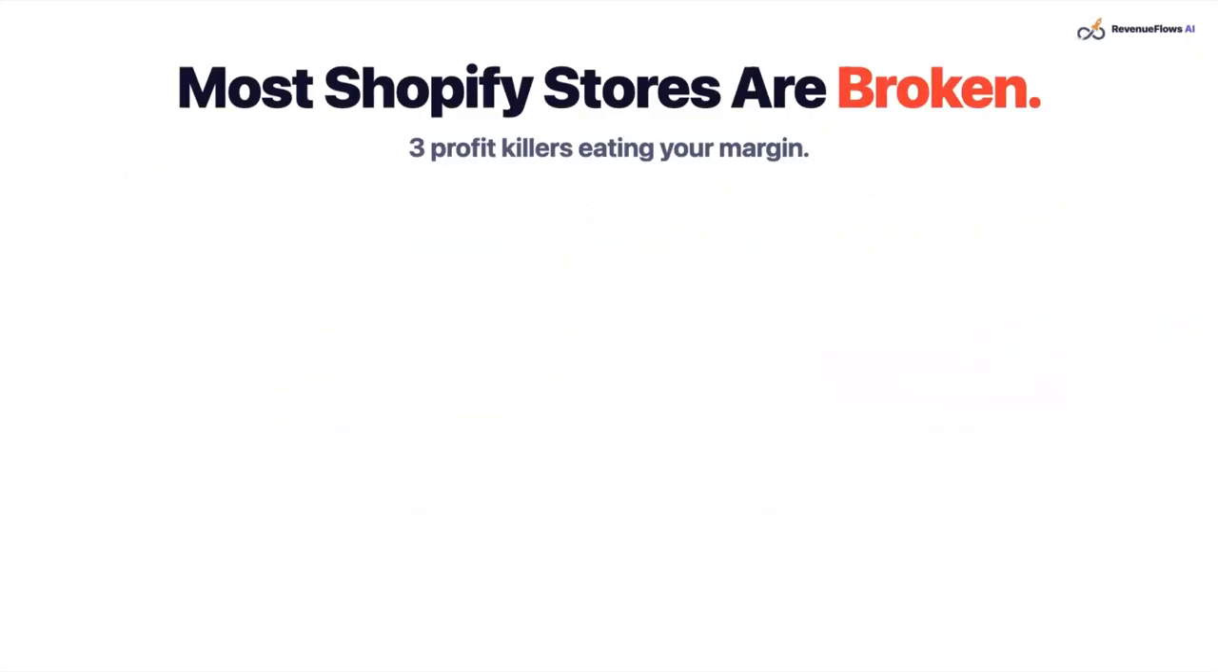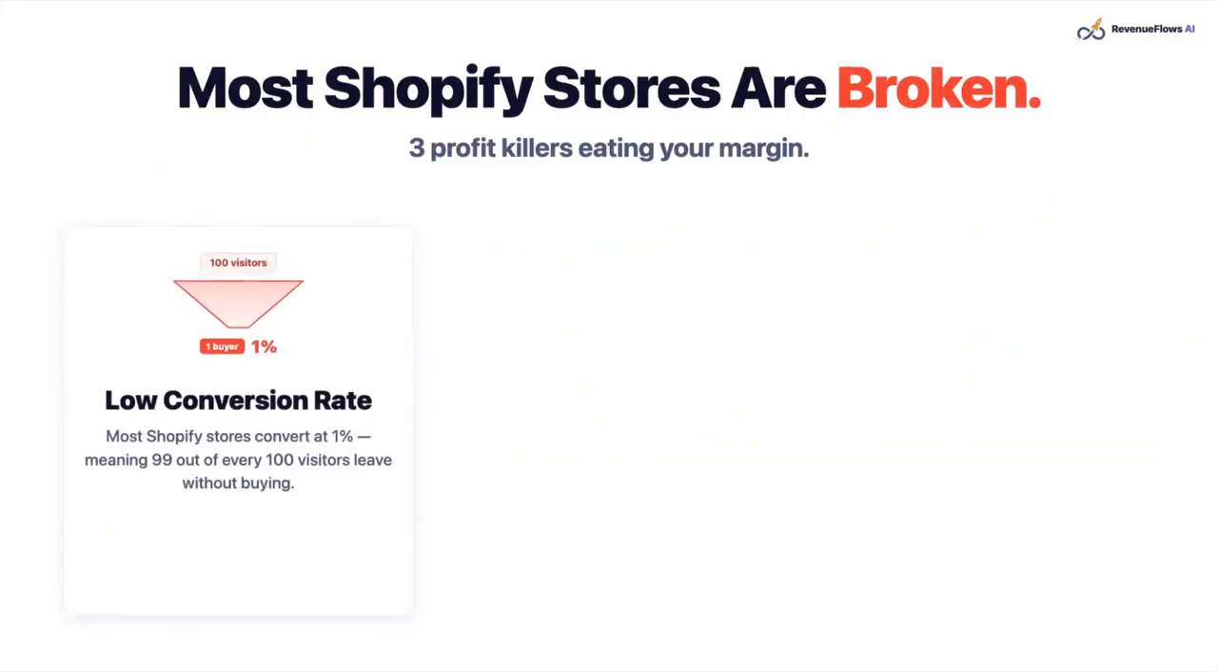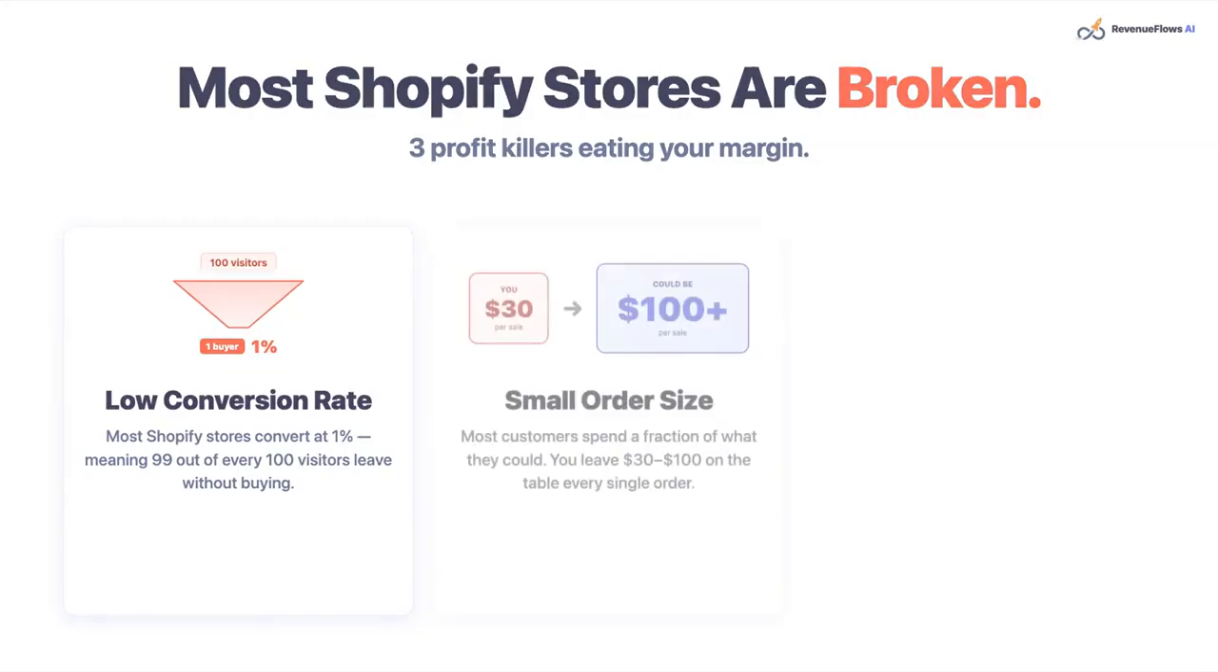Now, the problem is that most Shopify stores are broken, and there are 3 silent profit killers that are eating your margin. Number 1, low conversion rates. So most Shopify stores only convert at about 1%, meaning 99 out of 100 visitors leave without buying anything. Number 2, small order size. So most customers only spend a fraction of what they can, and most likely you're leaving at least $30 to $100 on the table for every order.